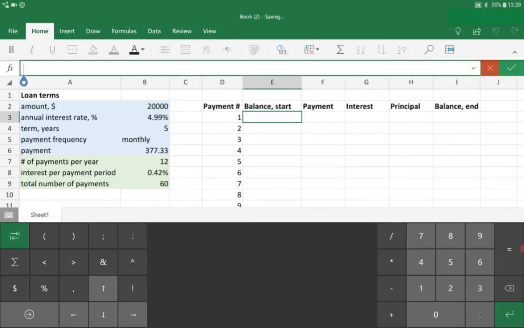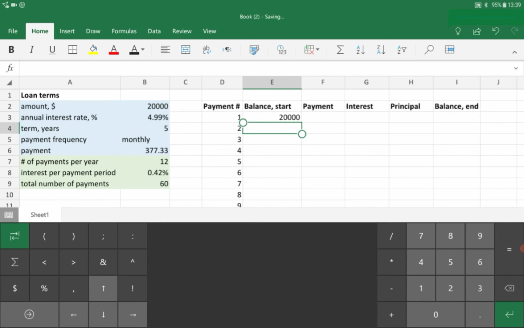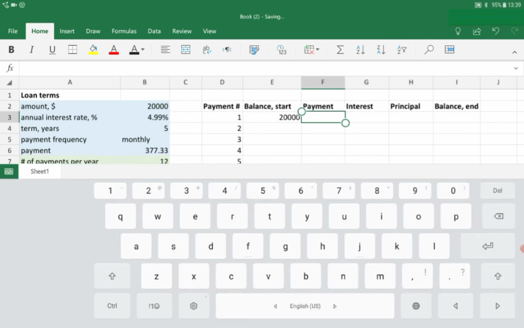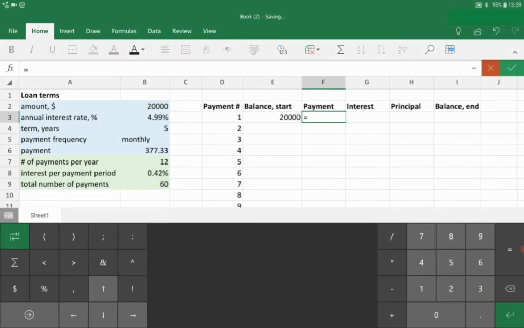In this cell, we're going to enter the loan balance, also known as the principal balance, at the start, which is the $20,000 that you borrowed. In the next cell, we're going to enter our payment. Because it does not change, there are two ways to do it. You can simply type 377.33, or you can create an absolute reference to our cell B6.